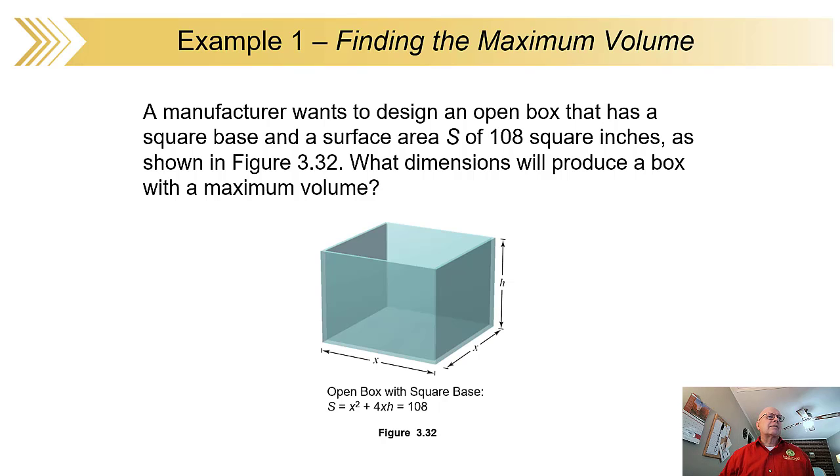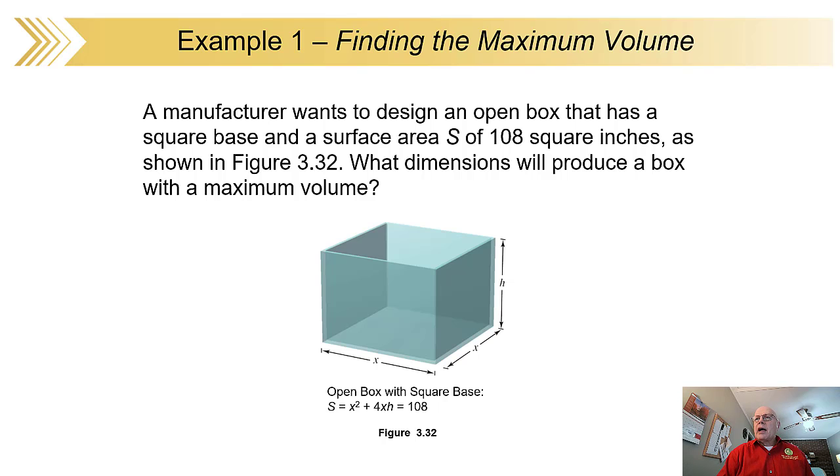Here we've got a box. The manufacturer wants to design the box so it has a square base and a surface area of 108 square inches. What dimensions will produce that box with a maximum volume? So for whatever reason, you want to put as much as you can into a box, but also not use too much cardboard or wood or whatever it is to actually create that box. Remember, the box is open on the top, so keep that in mind.